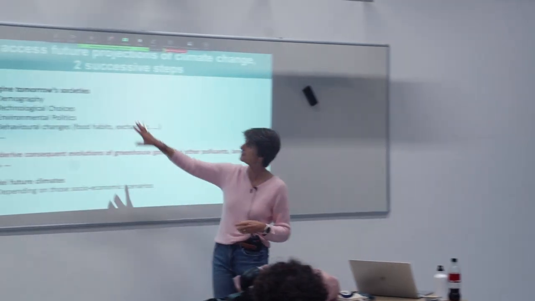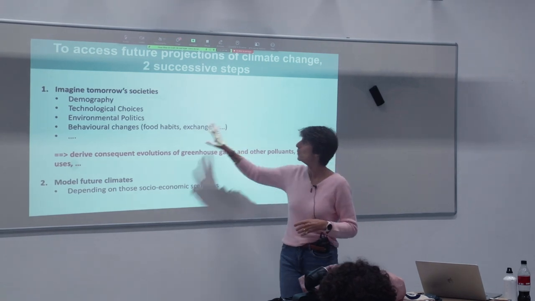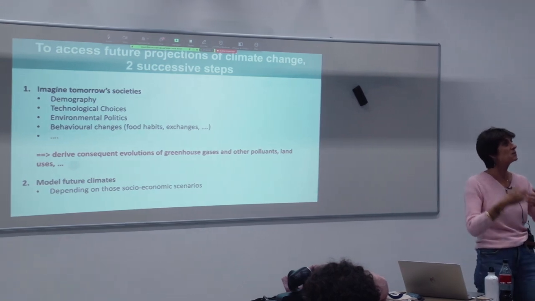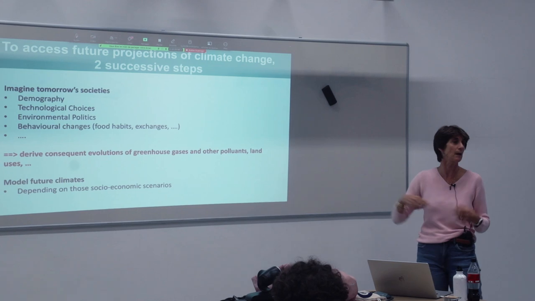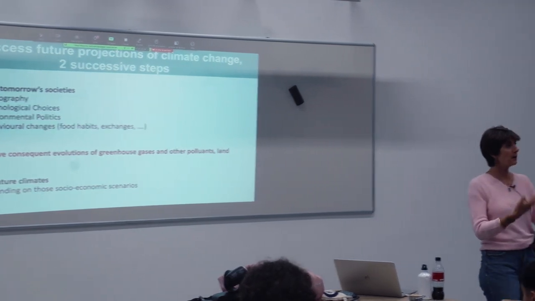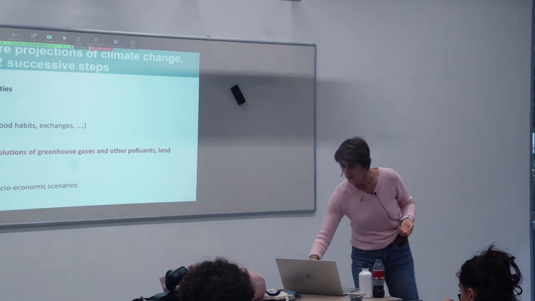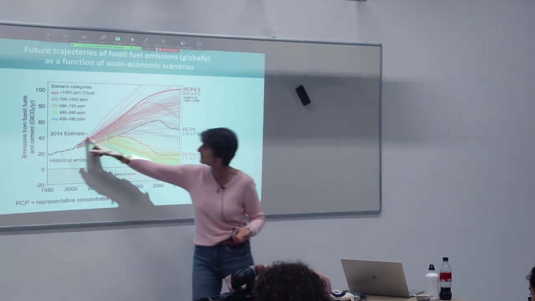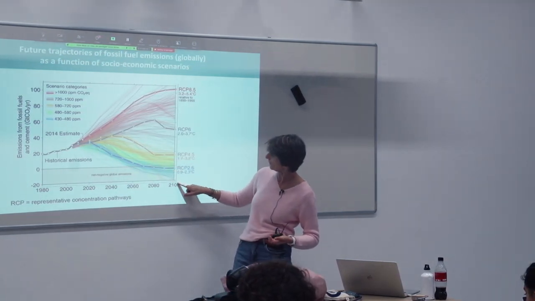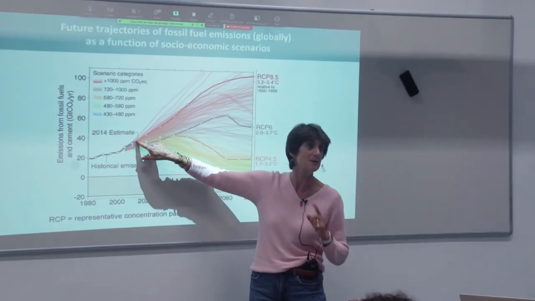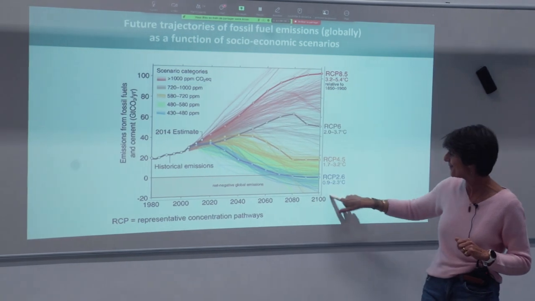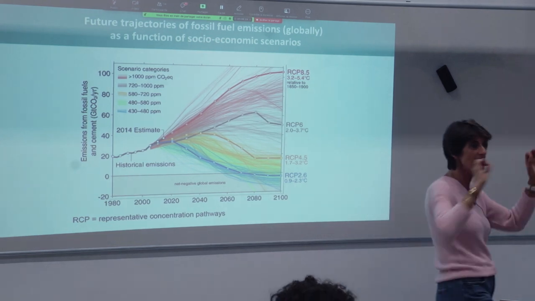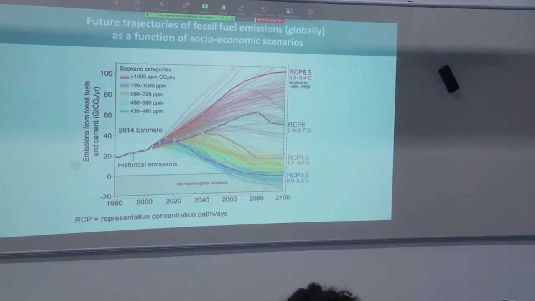So once those societies have been imagined for the future, they have derived changes in emissions and land occupation, then we climate scientists come with our tools and we look at the climate future. So for example, this is changes in emissions from fossil fuels. The black is what has been done already. And it's an old report, because 2014 was an estimate at that time, and up to 2100. So you see, each line is a narrative of the future.